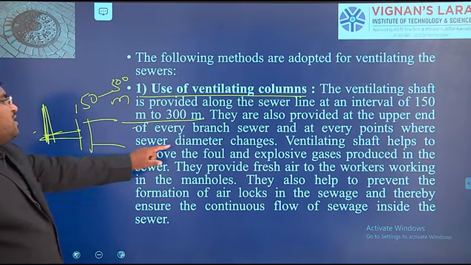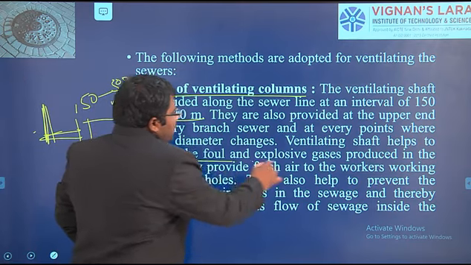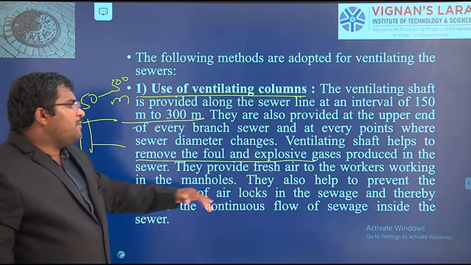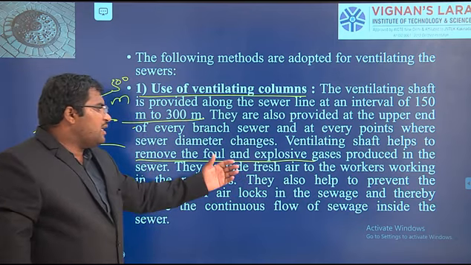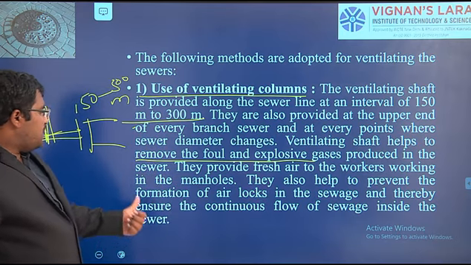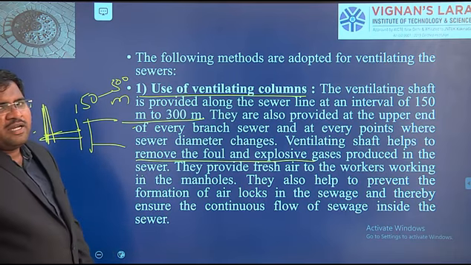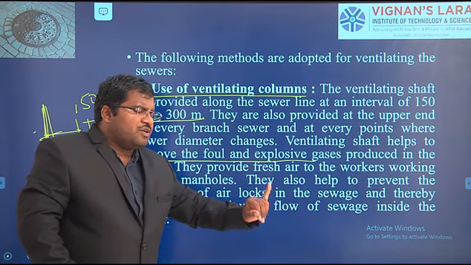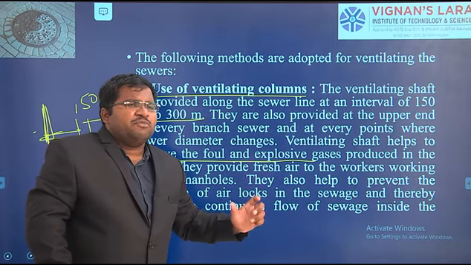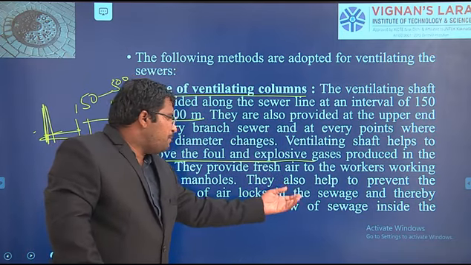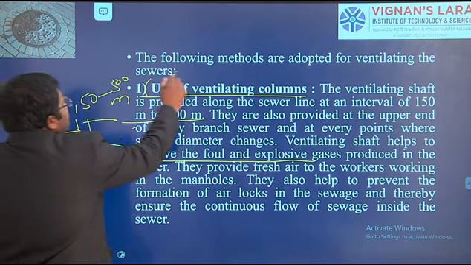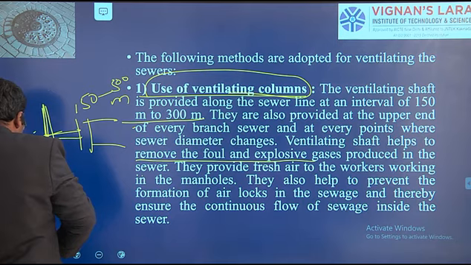Next, the ventilation shaft helps to remove the foul and explosive gases produced in the sewer. They provide fresh air to the workers working in the manholes. They also help to prevent the formation of air locks in the sewers, thereby ensuring continuous flow. We know they remove all the poisonous explosive gases, supply oxygen, and give some pressure so that the water will move very freely. That kind of thing is done by this ventilating column.